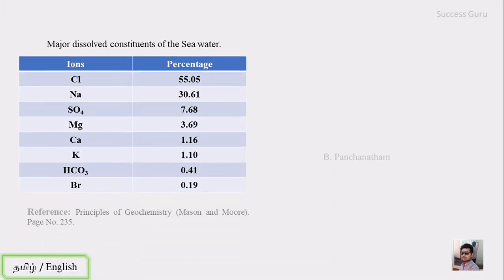The major dissolved constituents of seawater are given in the table. You can see that chlorine is in the highest percentage, 55.05, followed by Na, then SO4, then Mg, Ca, K, HCO3 and Br. So this is the overall concentration of seawater by ions.